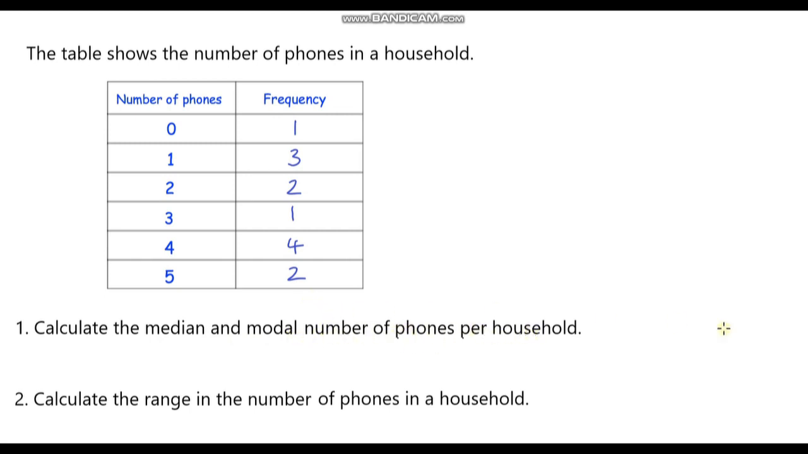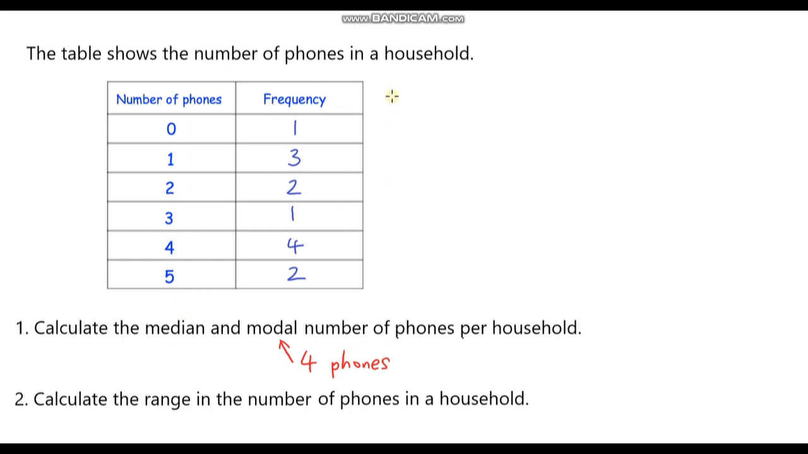So again, I always like to start with the mode, just because the mode is the easiest one to do. So what is the most common number of phones? Well, we can see the highest frequency is 4, and that also corresponds to 4 phones. So the mode is 4 phones. Now let's have a look at the median.